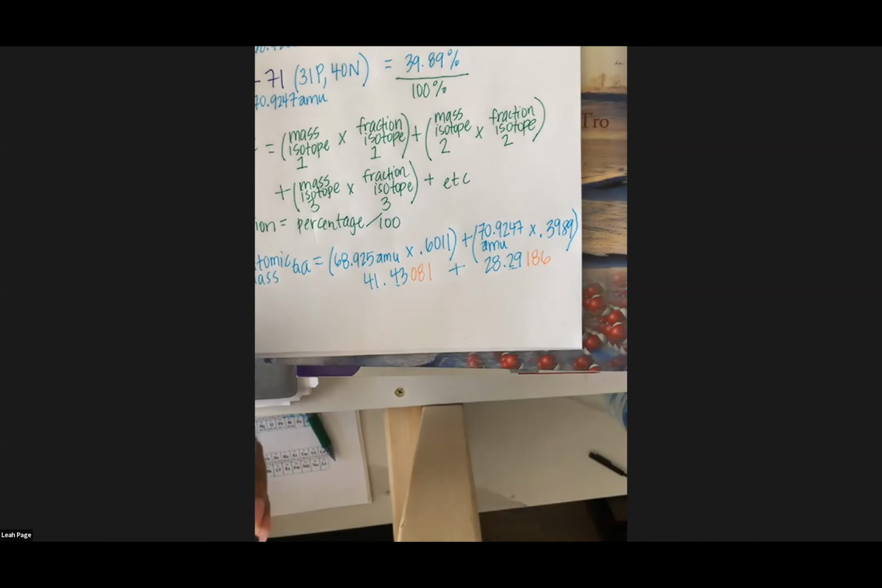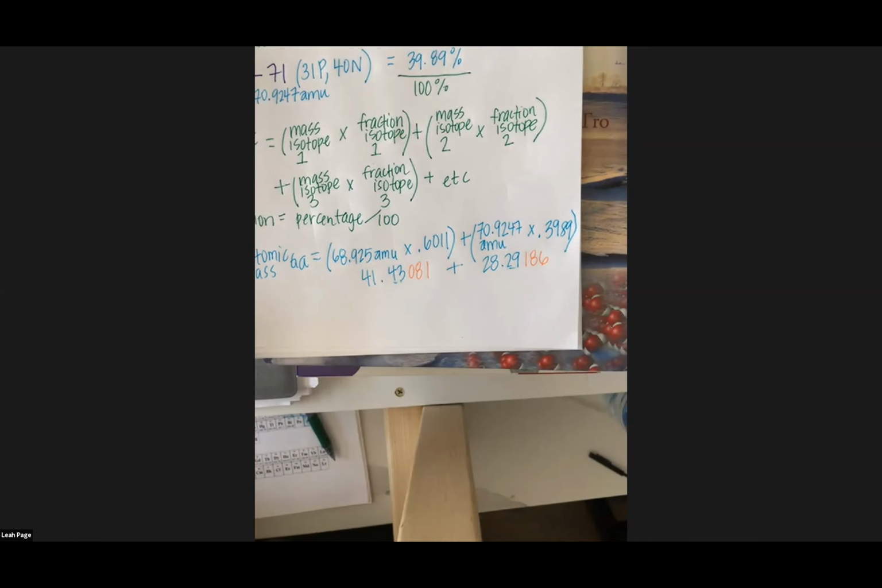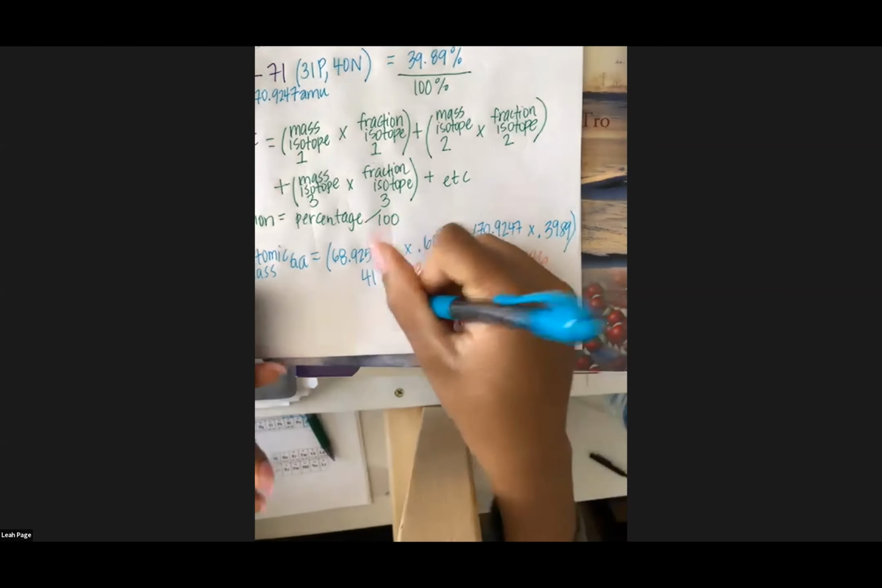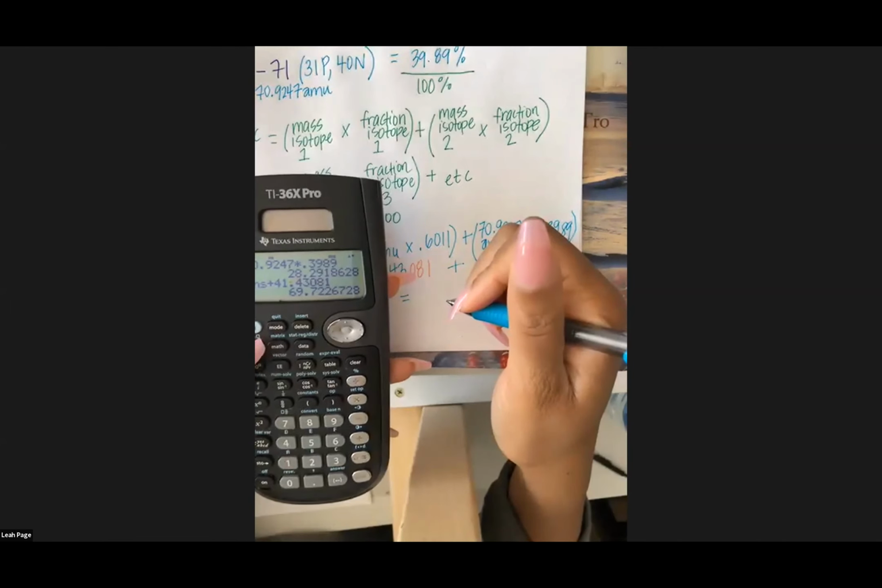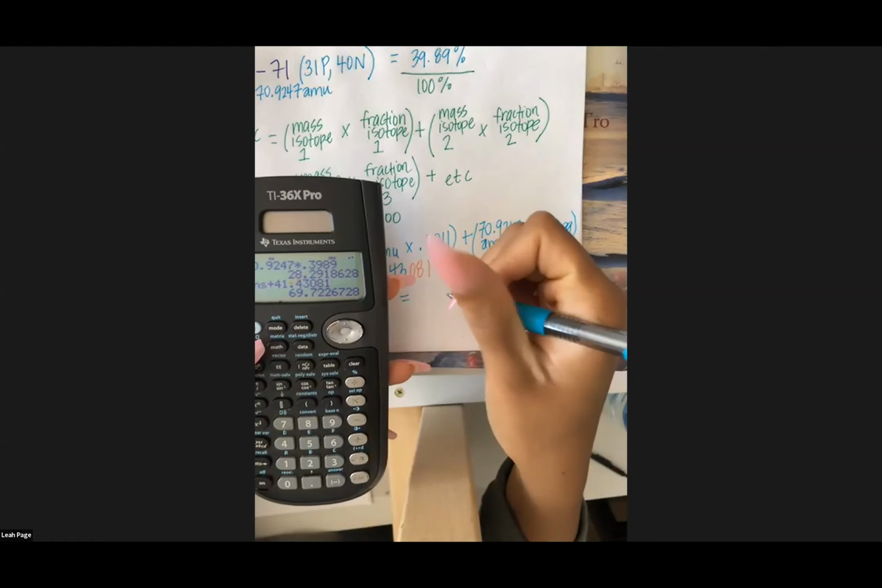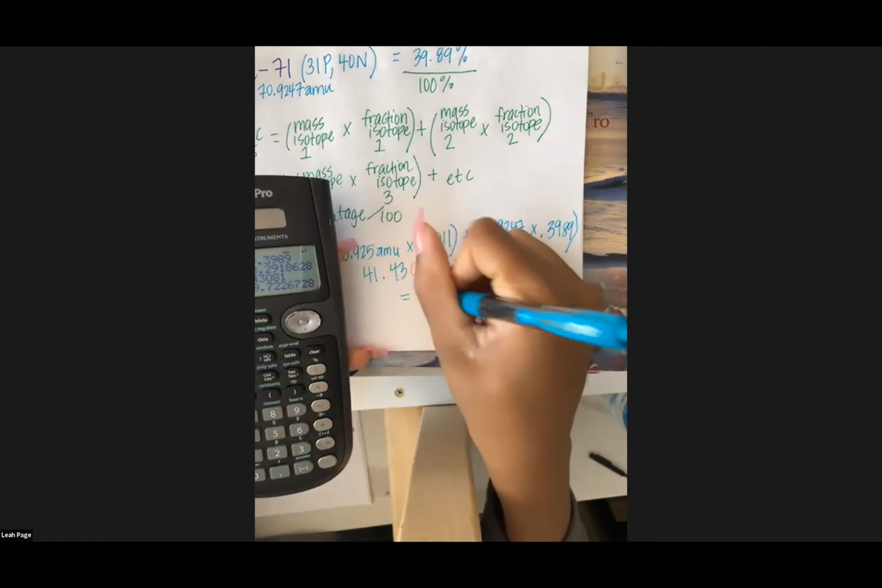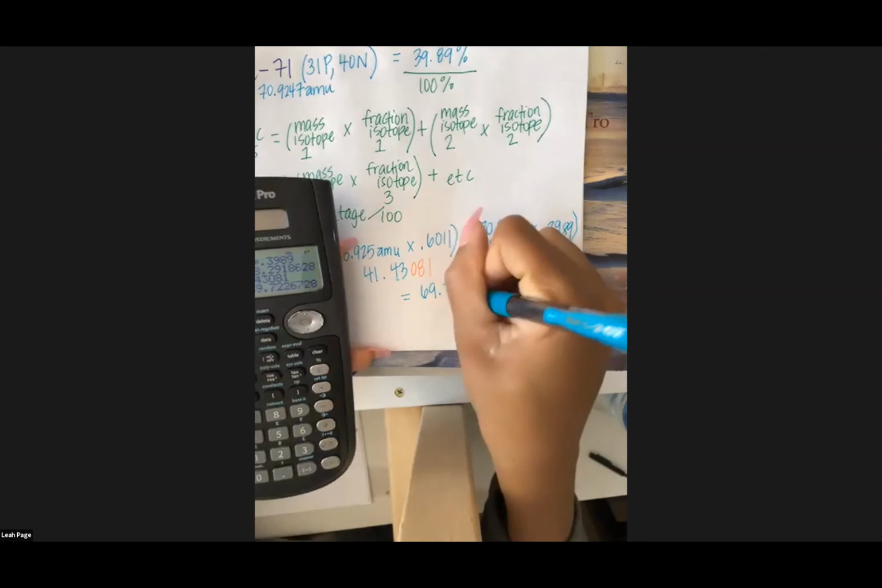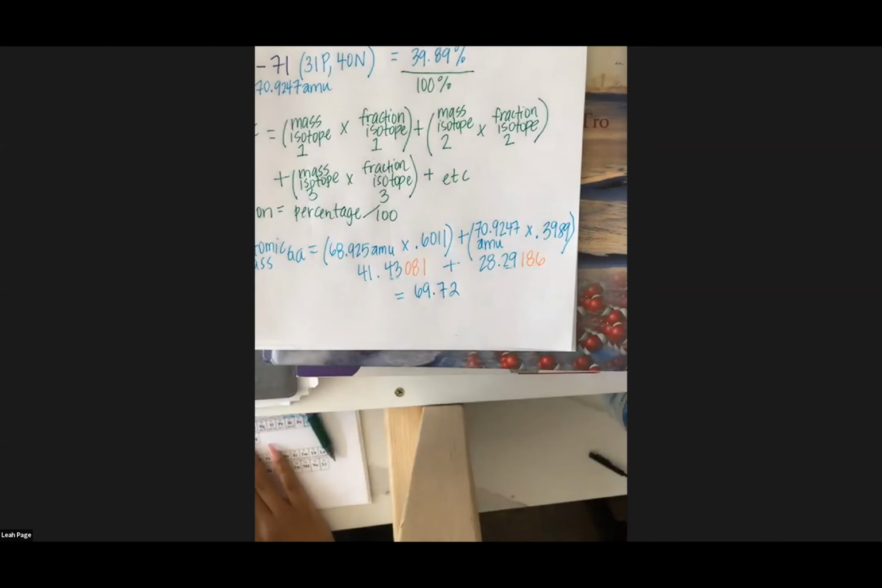So I'm going to add those two numbers together: 41.43081. And with 2 decimal places, I end up getting 69.72. Did you guys get that? Yes.